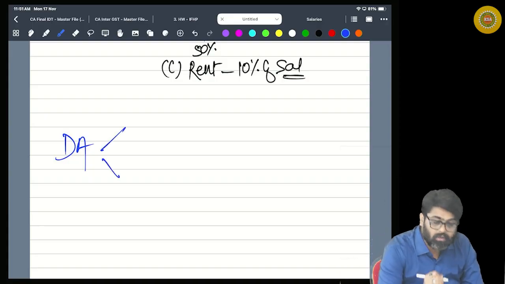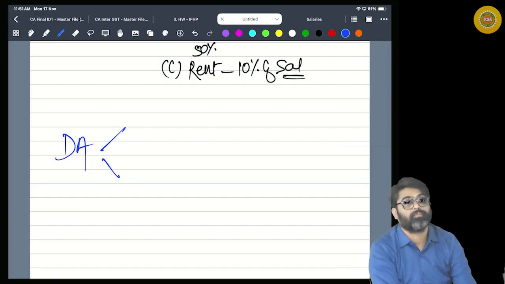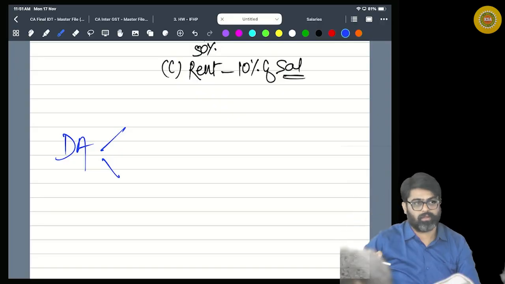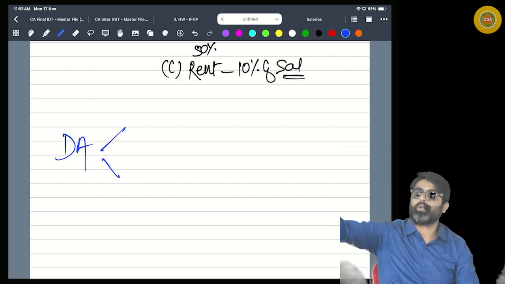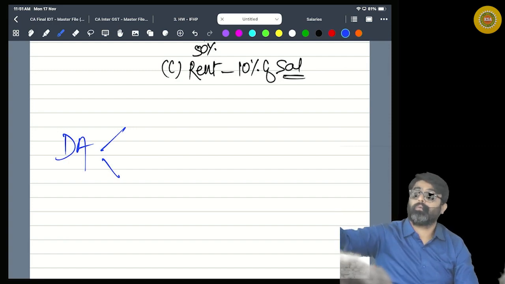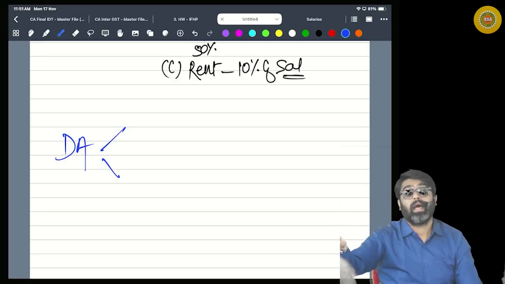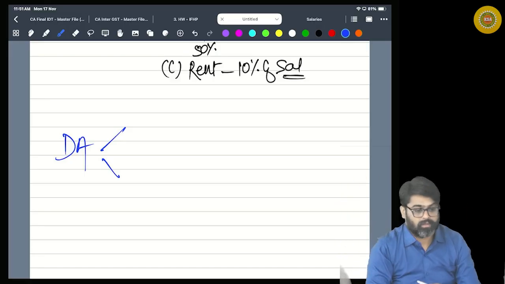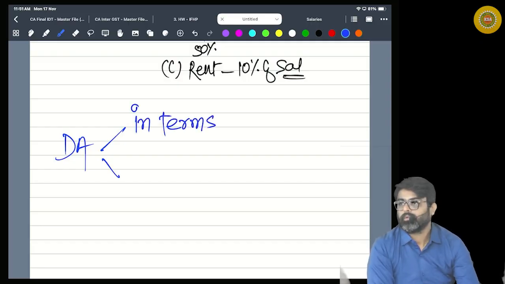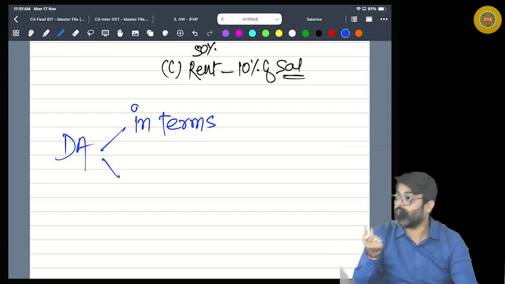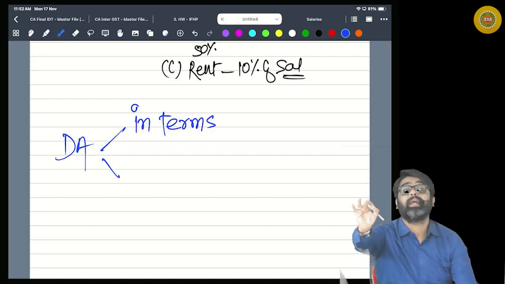Now DA is always given as per employment terms. Contract of employment is there, no? So you and your employer, you both will enter into an employment contract. So in that employment contract, the DA which is agreed by the employer to be given, yes or no? The DA which is given as per the terms of the employment contract, which is written in the employment contract, that DA is known as DA in terms.